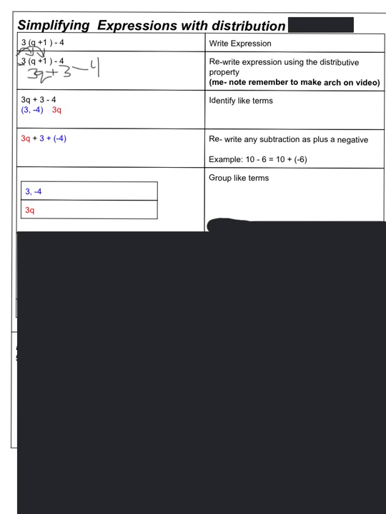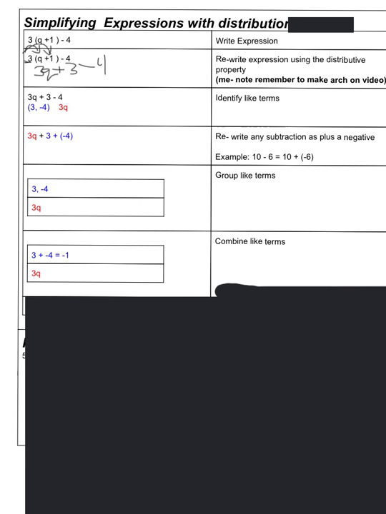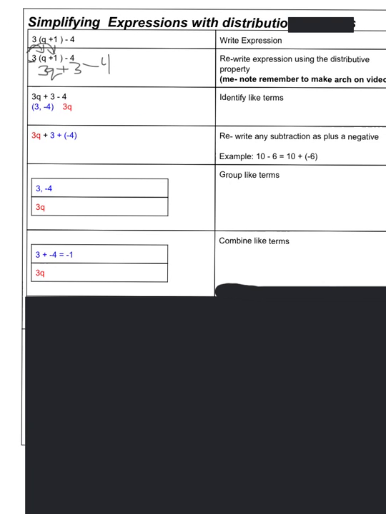The next step is we have to group our like terms. We identified our like terms, so now all we're doing is putting them into groups. We have 3 and negative 4, and we have 3q. We've grouped our like terms. Next, you are going to combine like terms. So we combine 3 and negative 4, and that gave us negative 1. And there was nothing to combine 3q with, so that just stays the way it is.